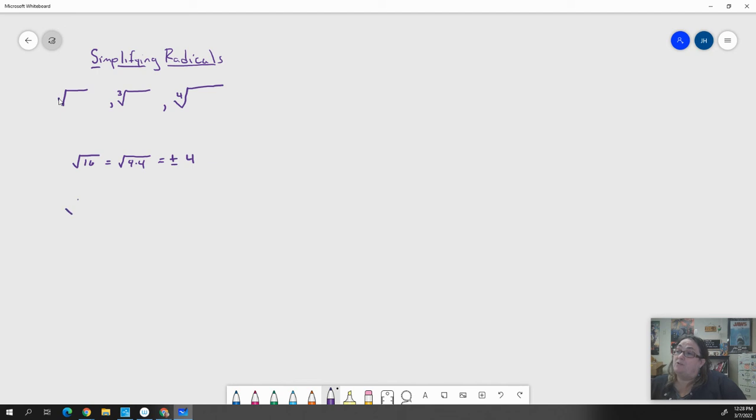If I have the cube root of 27, which means I have a 3 in here, I'm saying what number times itself 3 times equals 27? And I know that 3 times 3 times 3 equals 27. And so this would be 3.